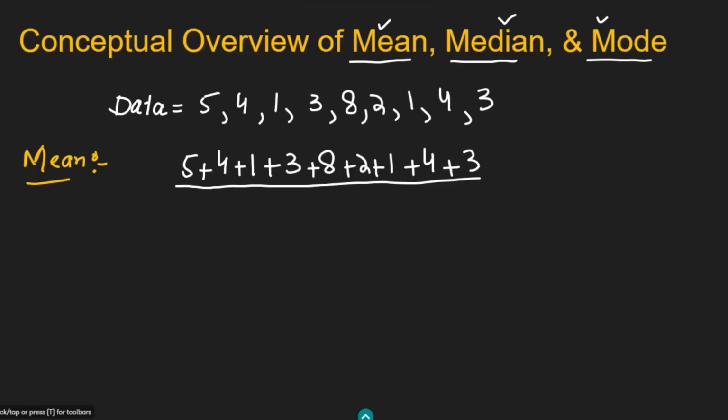So how many items do I have? 1, 2, 3, 4, 5, 6, 7, 8, 9. So I have 9 numbers and I have to divide the sum over 9. Okay, so let me add them.